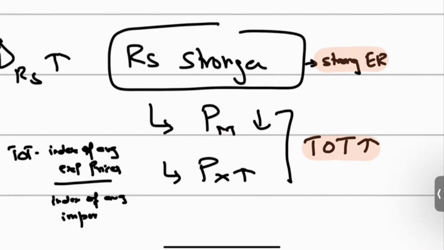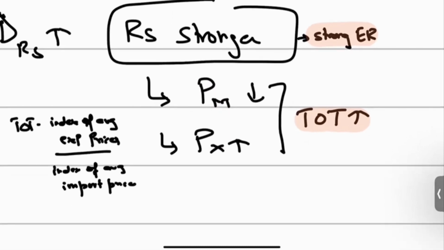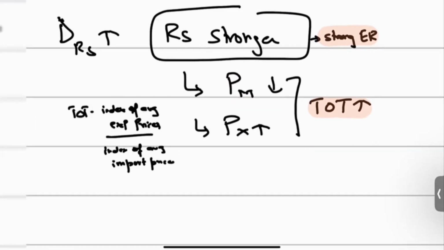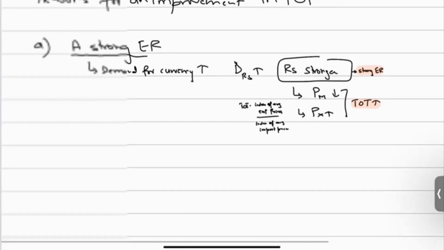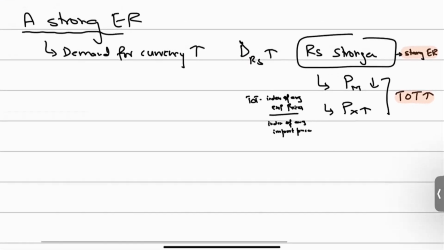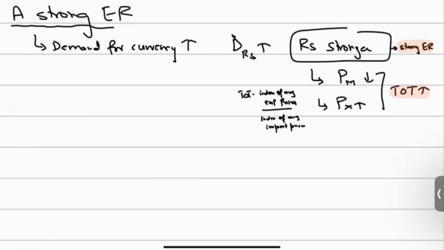So what's going to happen is that when average export prices are rising and average import prices are falling, it will improve your terms of trade position, right? So this could be one reason why the terms of trade position could improve, because of a strong exchange rate, a strong currency. So a strong currency would improve your terms of trade.